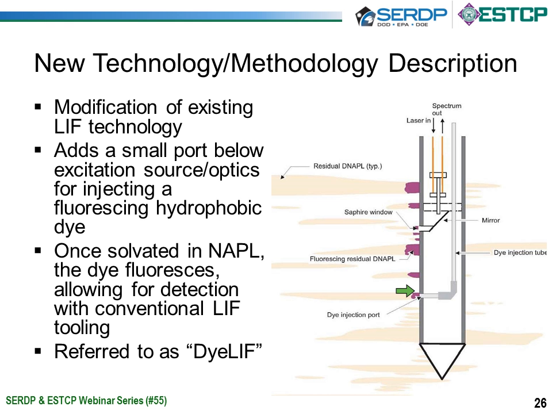We approached ESTCP, they funded us, and we spent a couple years developing the tooling and technology, and then performed a demonstration project, which I'll describe here in a little bit. So this new technology is referred to as DyeLIF, and it's just basically adding a very small amount of an emulsion of a hydrophobic fluorescent dye ahead of the detector, so that you're forcing any residual DNAPL, no matter what its composition is, to fluoresce and therefore be detectable with conventional LIF detectors.